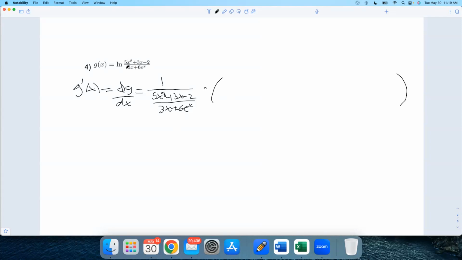This here is a fraction, so I'm going to have to use quotient rule. So this guy's derivative right there is going to go here. And I have to use quotient rule because this is a fraction. So the derivative of the top would be 40x to the 7th plus 3. And I'm going to need parentheses all over the place here. Minus 0, derivative of 2 is 0. Times, leave the bottom alone.